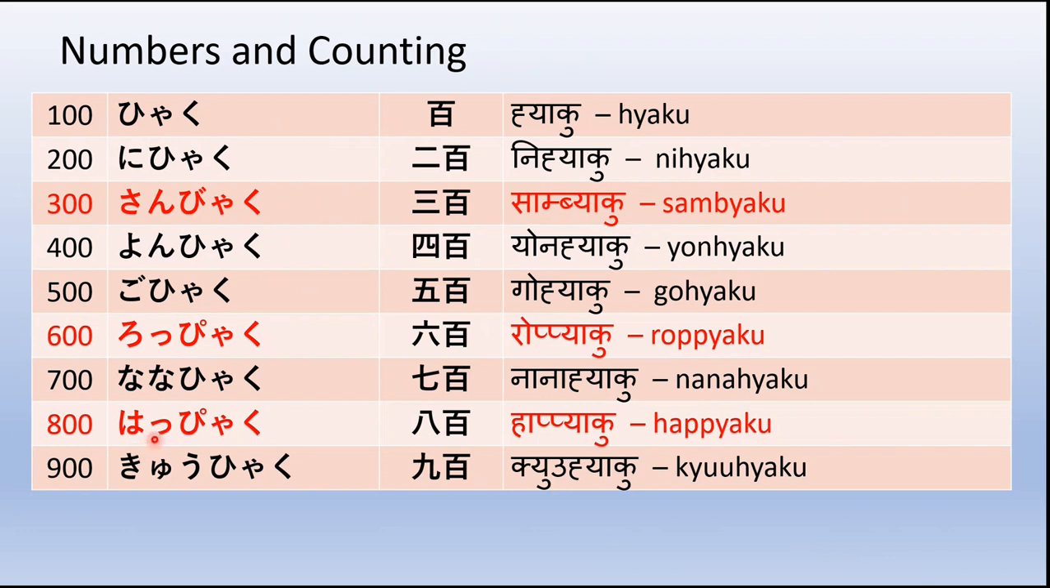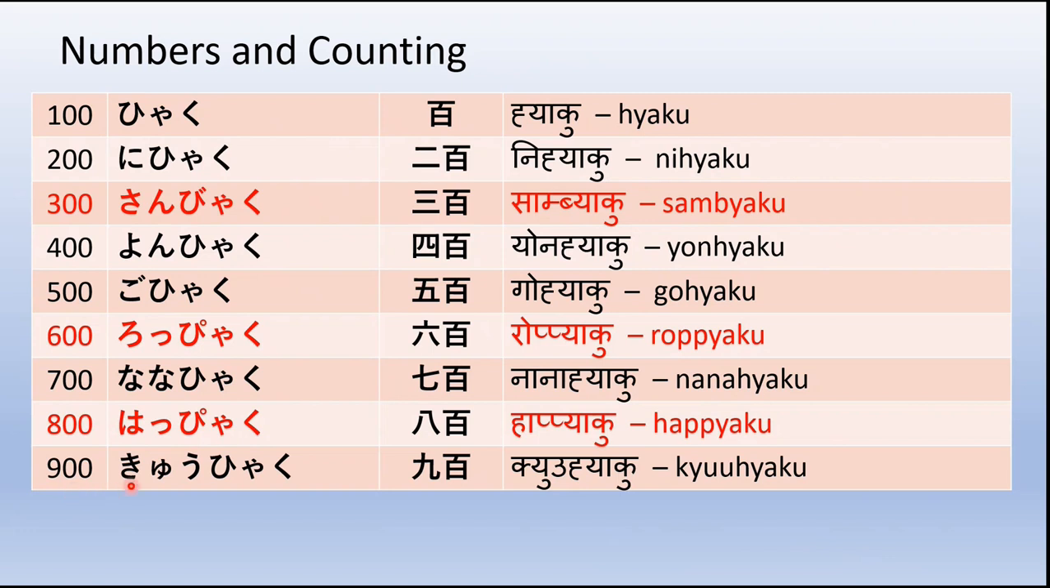Hapyaku, again, has a double consonant here. As we learned in the last lesson, for a double consonant, we use this small tsu symbol, followed by the consonant that needs to be repeated. So hapyaku: this is ha, this is the small tsu, this is p and this is ya, so this becomes pya, and then we have the ku. Hapyaku. And then we have 900 as kyuhyaku.